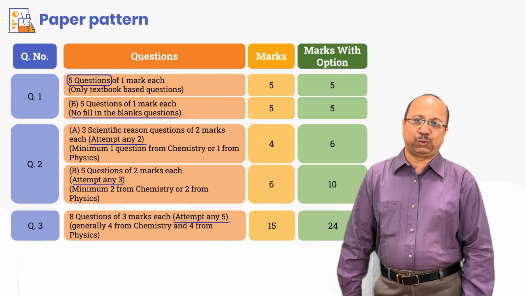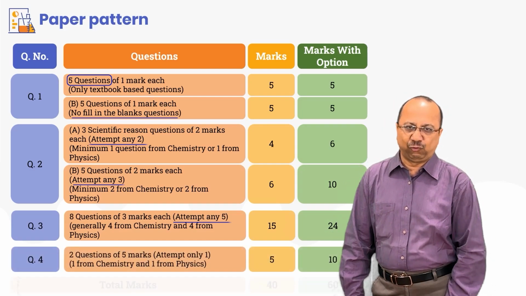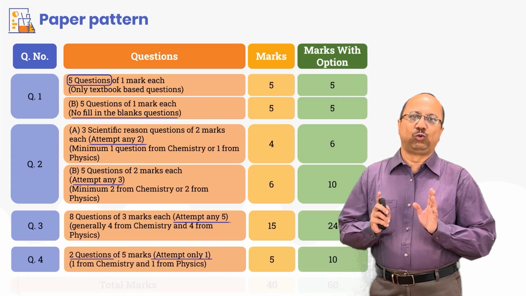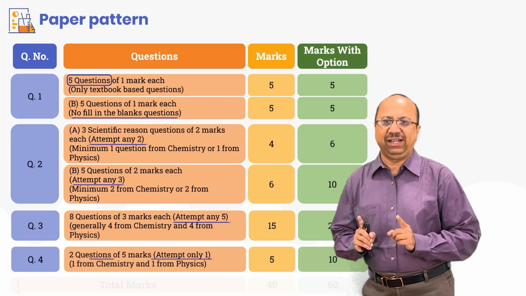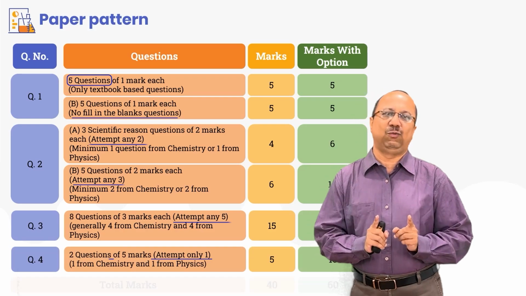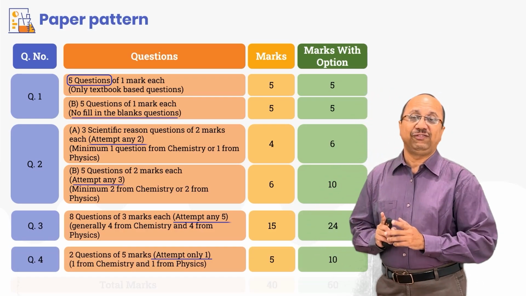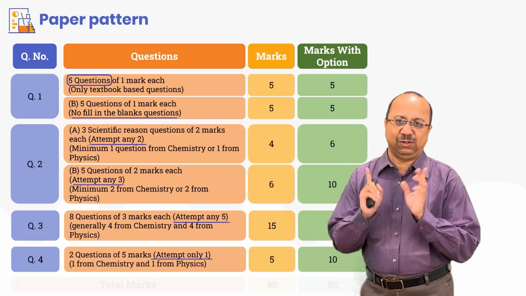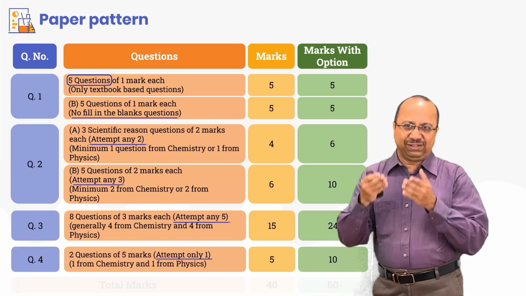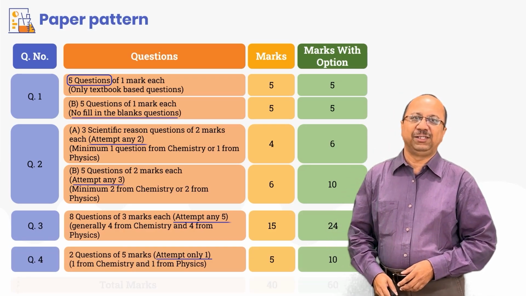Talking about the last question now, question number 4. It will have 2 questions, and here strictly you will find 1 question of physics and 1 question of chemistry. Out of these 2 questions, you have to solve only 1 question. So this is how your entire paper pattern is going to look like.